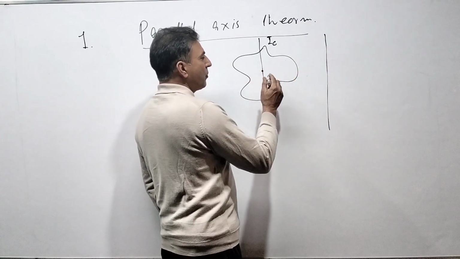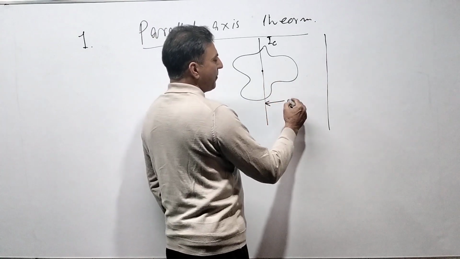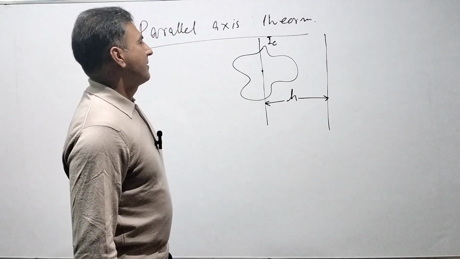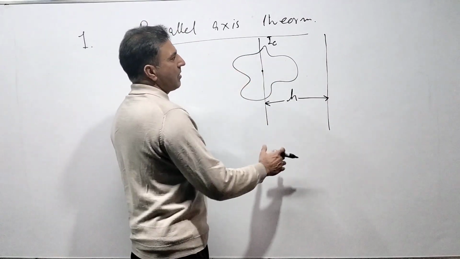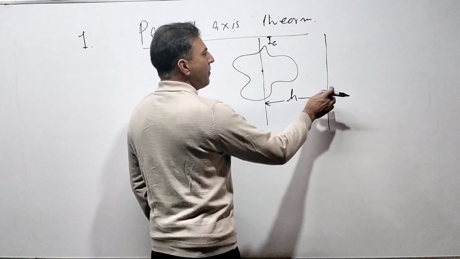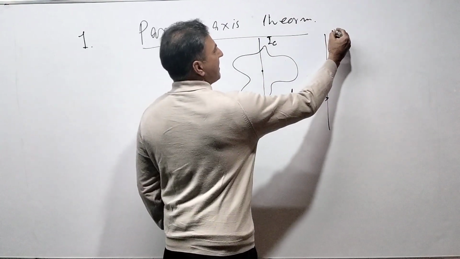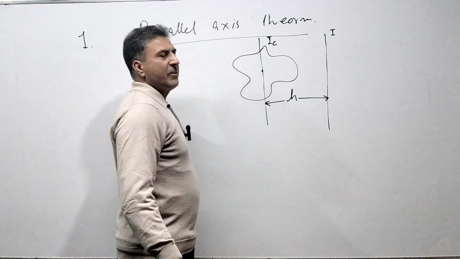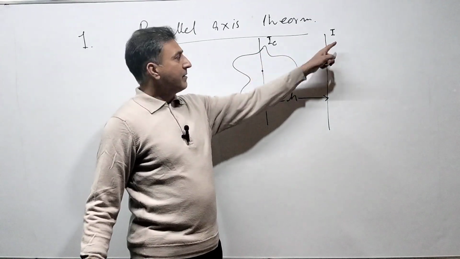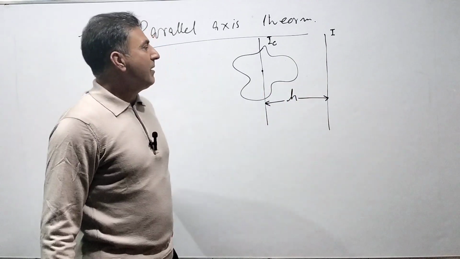If it is parallel, then the distance between the two can be defined. Suppose it is h. That is why it's called parallel axis theorem. The new axis is parallel to the center of mass axis. Suppose the moment of inertia about this new axis is I. If you know this IC already, you can find this I. It can be derived or proved.